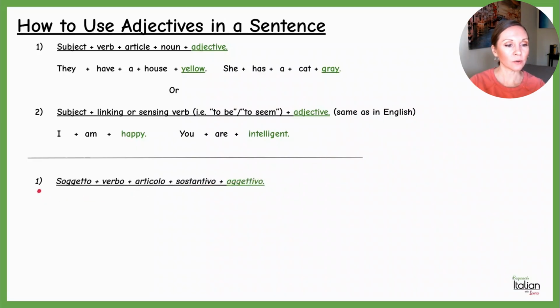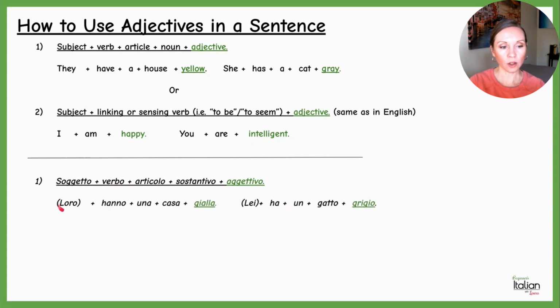Okay, so back to number one here, we have our soggetto, più verbo, più articolo, più sostantivo, più aggettivo. Okay, più just means plus. So loro, again, loro is optional, hanno una casa gialla. They have a house yellow. Okay, or lei ha un gatto grigio. She has a cat gray.